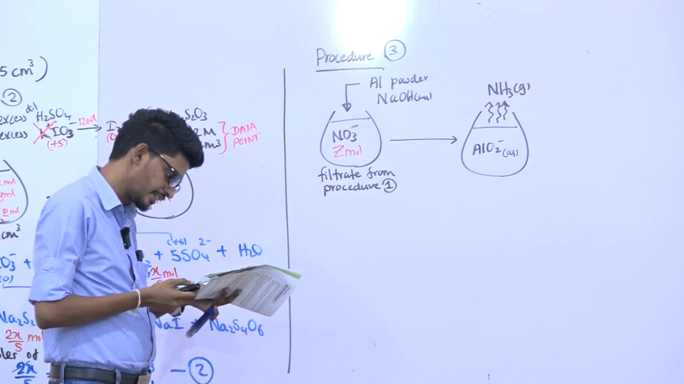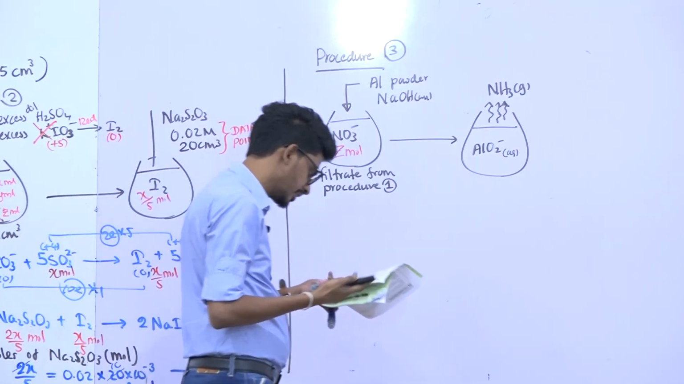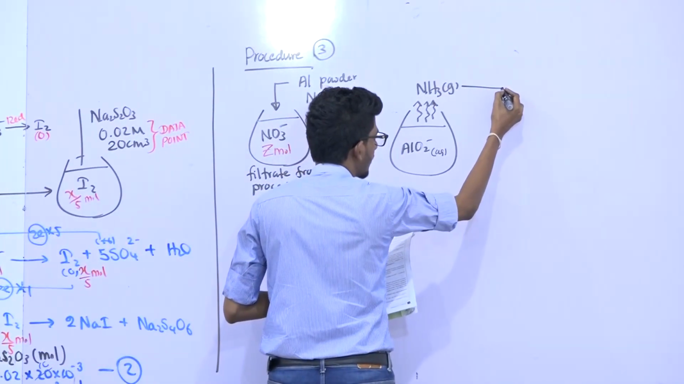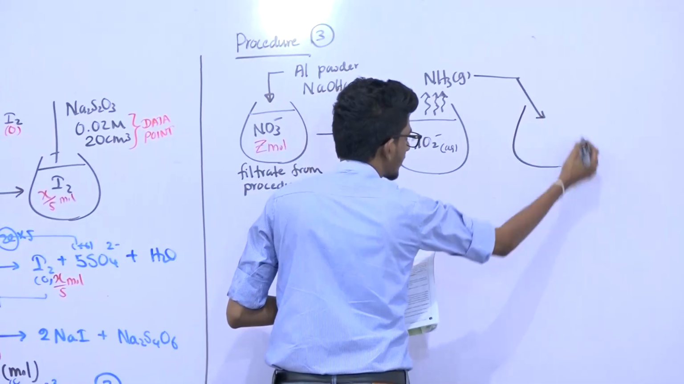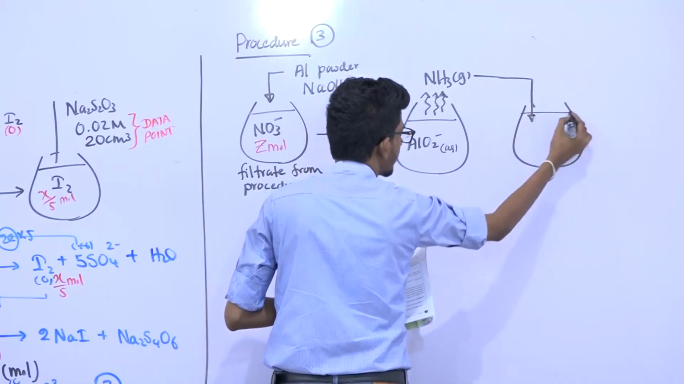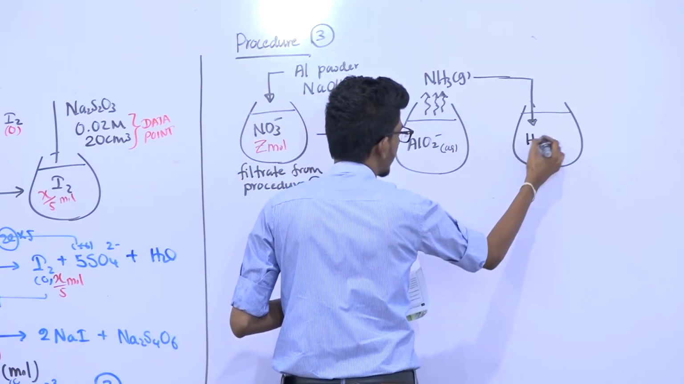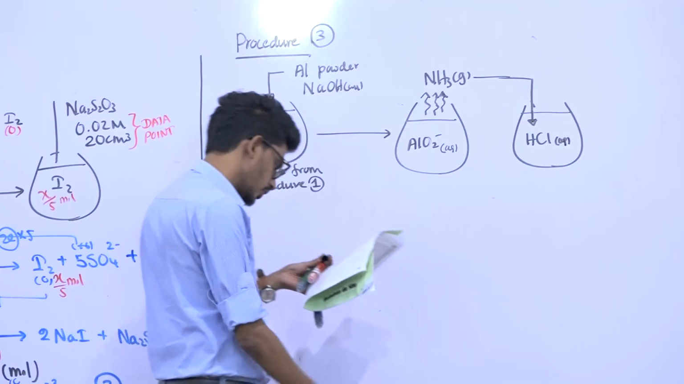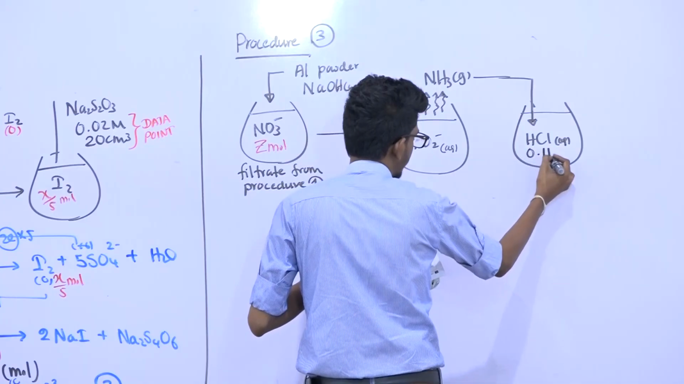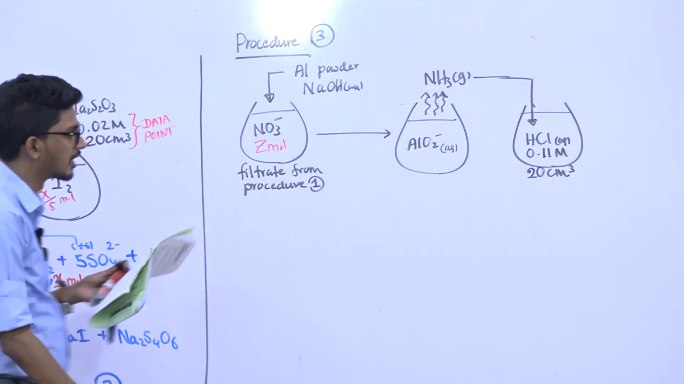The solution was heated and the gas evolved was transferred quantitatively to react with 20 cubic centimeters of 0.11 M HCl. What have they done with this gas? They transferred it into an HCl solution. So HCl is there, and its numbers are given as 20 cubic centimeters of 0.11 M. HCl numbers are given.